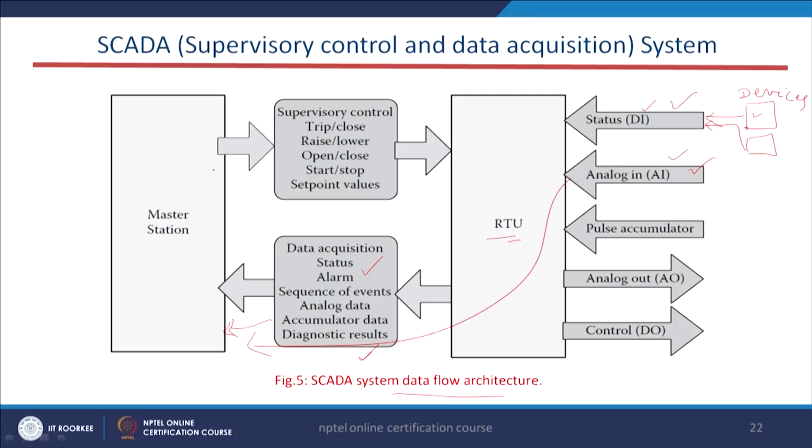And next, the master station also sends data or information through this supervisory control section to the RTU. Then the RTU reacts to the corresponding devices through the analog out or control out ports, right. So, these are the two-way data flows. One is from the field devices to the master station and the other is from the master station to the devices. So, this is basically a very basic block diagram of the SCADA system data flow architecture.